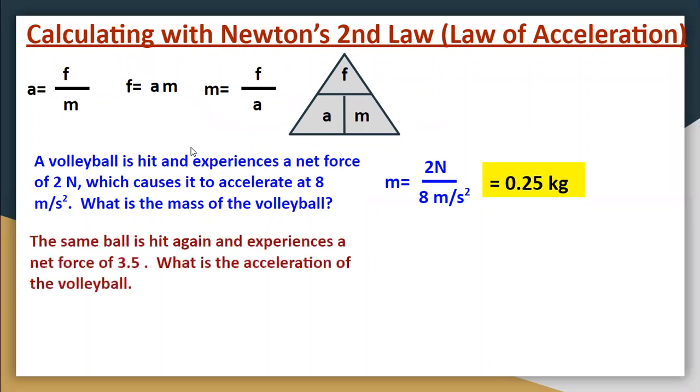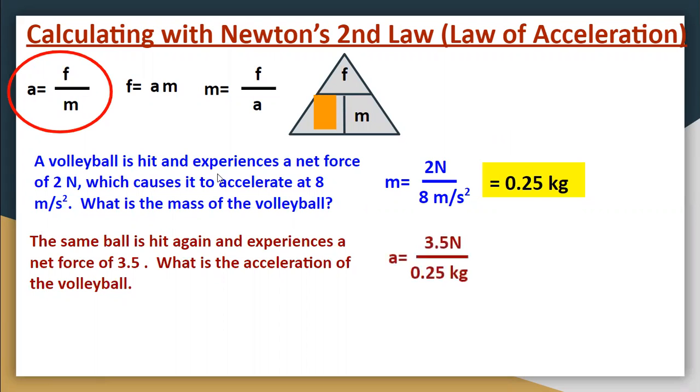Okay, the same ball is hit again and experiences a net force of 3.5, and I think I forgot to put the rest in there. It would be an N. What is the acceleration of the volleyball? Which formula am I going to use to find acceleration? That one, or I can cover up the A in my triangle, and it's force divided by mass.